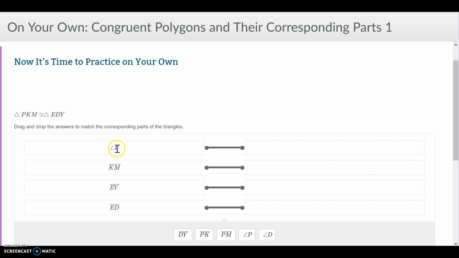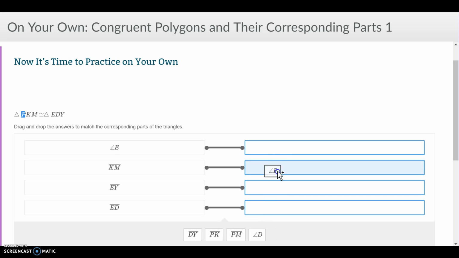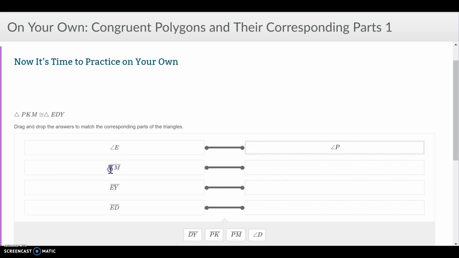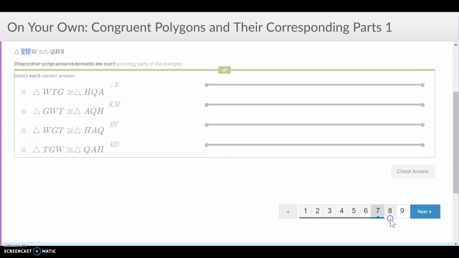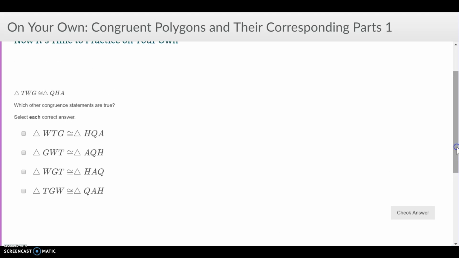All right, so angle E is here in the thing, so it corresponds with angle P. Okay, KM is the last two, so it corresponds with DY. All right, EY are the two endpoints, so PM is what it corresponds with. And ED are the first two letters, so this has to correspond with PK. Kind of the last one anyway, so there we go. Alrighty.